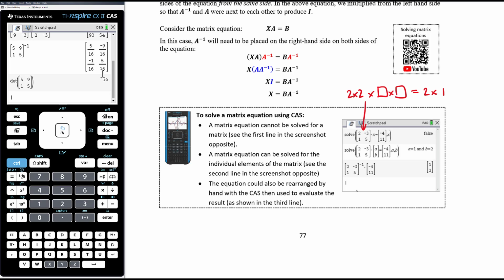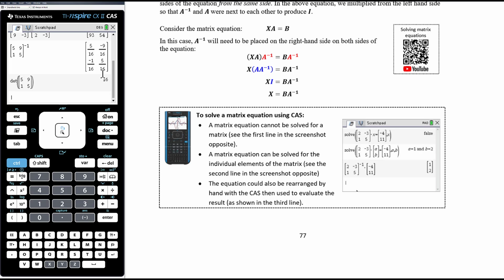Okay, so we know in order to be able to do the multiplication, those two numbers have to be the same, so that must be a 2. And we also know that these two numbers are going to give us our final dimension, so therefore this has to be a 1. Okay, so it has to be a 2 by 1 matrix. So if you then actually set up a 2 by 1 matrix with a and b in it, and solve for a and b, it can do that. It just can't solve to find a matrix, it can find the individual values within the matrix though.